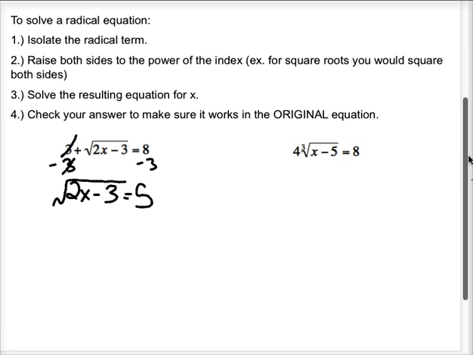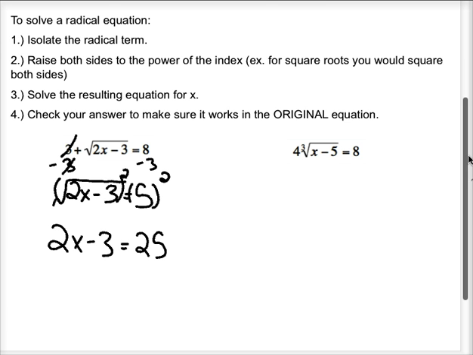All right, so I have my square root by itself. So what am I going to do? Well, I'm going to square both sides now. It is a square root, so I'm going to square both sides. Squaring a square root basically erases the root, so all I'm left with on that side is 2x minus 3. And then 5 squared, well, that's just a number. That's just going to give me 25.